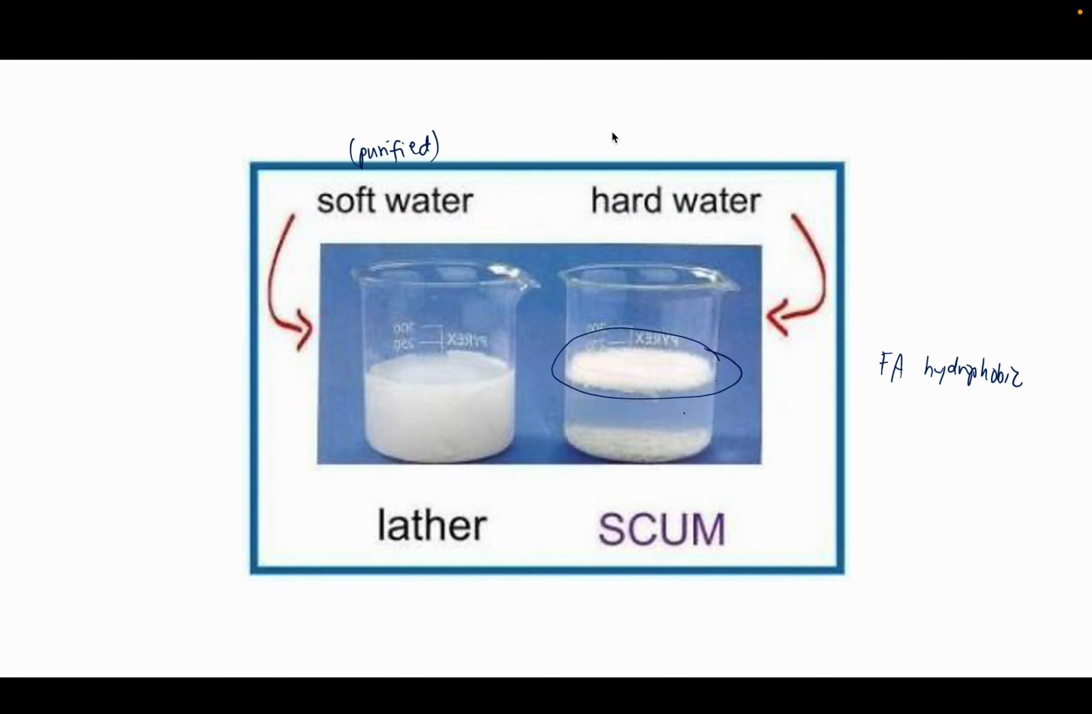Example here, purified and then hard water. It could be tap water, or say from outdoors, outside. Hard water still contains minerals such as calcium and magnesium. Okay, and then they are in the form of ions. So they interfere with the bonding of soap molecules, the hydrophilic portion of the soap.